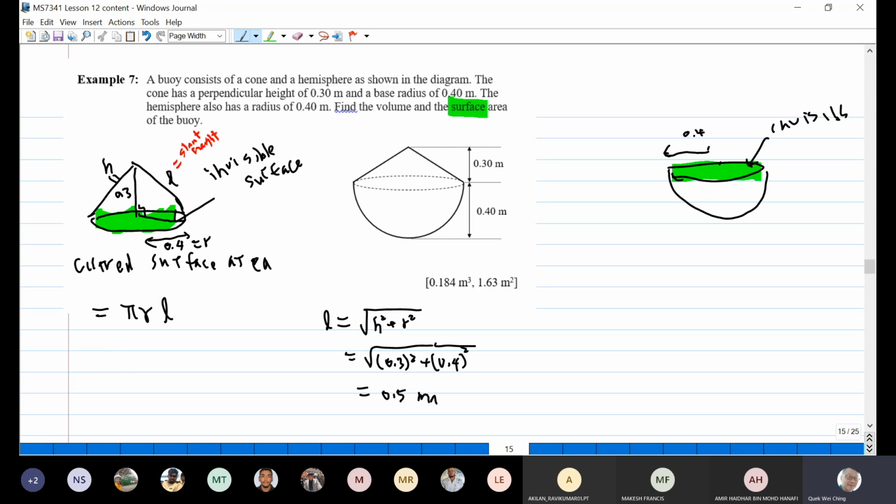So R is 0.4, so you get pi times 0.4 times L, 0.5. So you get pi times 0.4 times 0.5. Okay, so this is actually 0.628 now. Okay, meter square surface area.